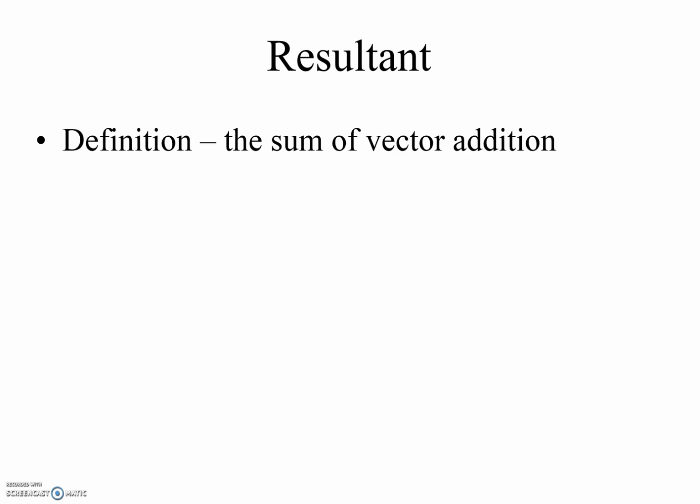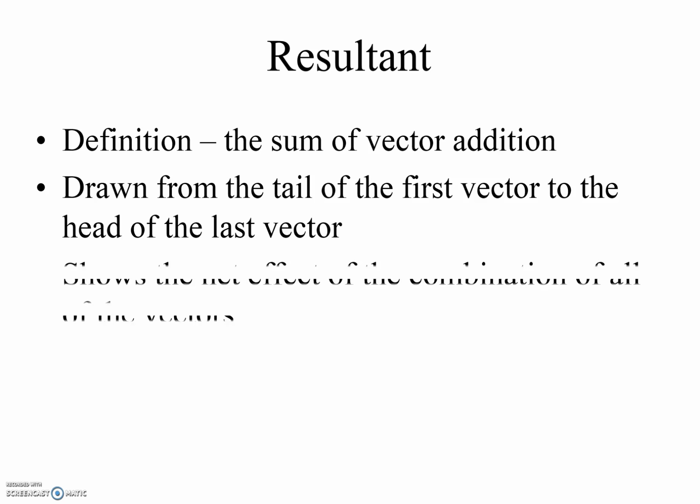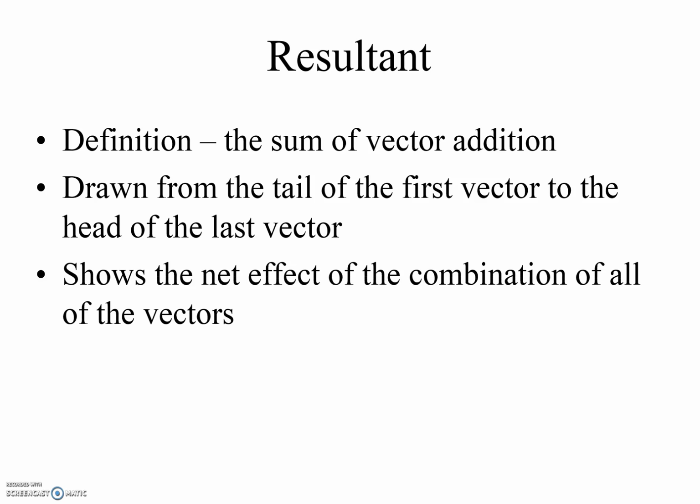Now we need to talk about what resultant vectors are, and then we'll look at a couple of examples. Resultant vectors are the sum of our vector addition. They're drawn from the tail of the first vector to the head of the last vector, and they show the net effect of the combination of all of the vectors.